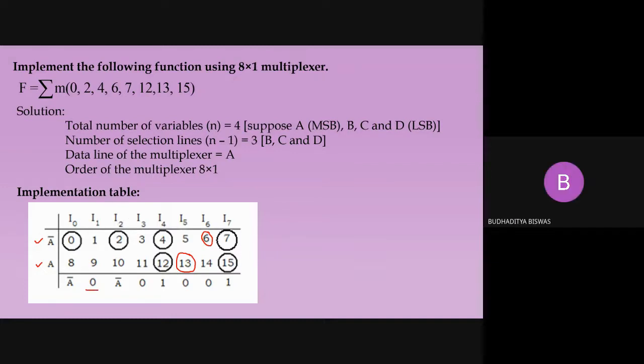Then I2, the upper one is also circled, so A bar. Then I3, nothing is circled, we need to write 0. Come to I4, we see that both the elements are circled in this particular column, and if both the elements are circled in a particular column, we should write a 1 here. Yes. Then I5, the lower one is circled, so we should write A.